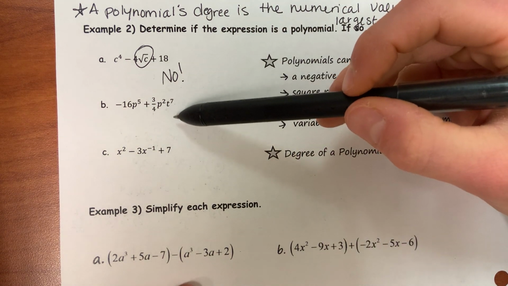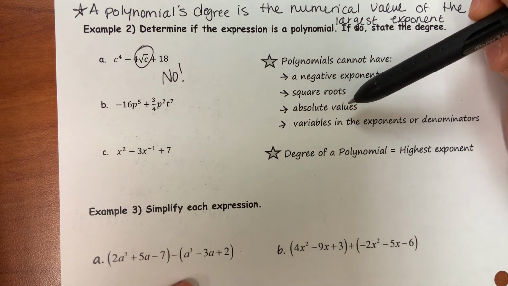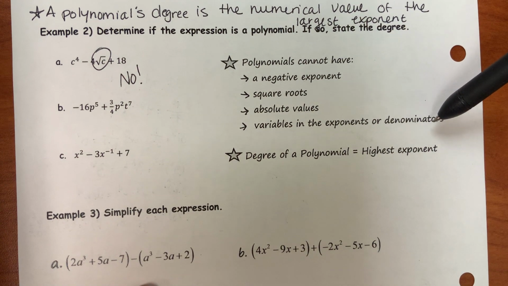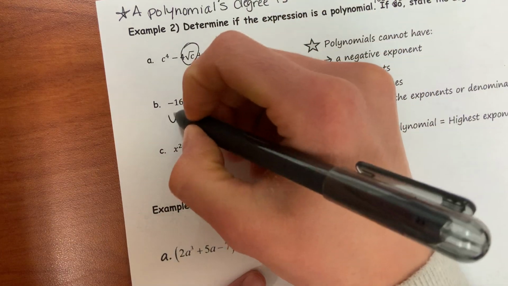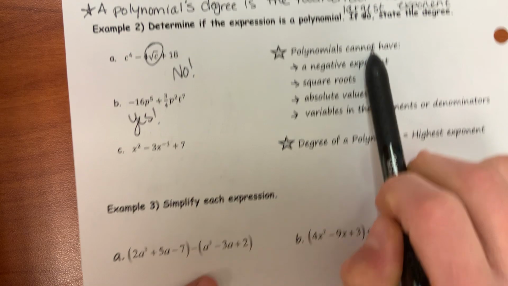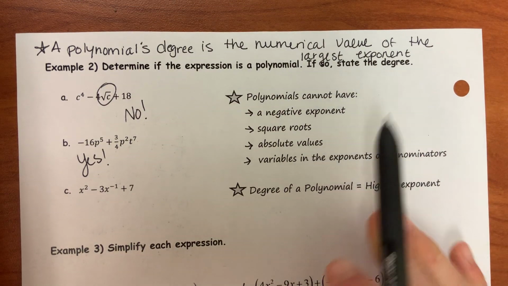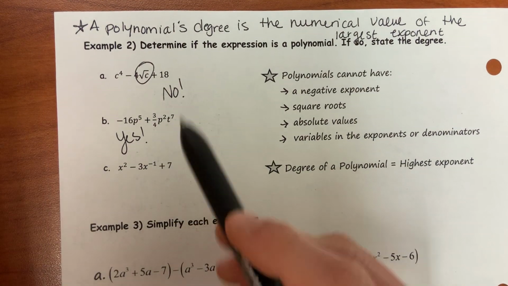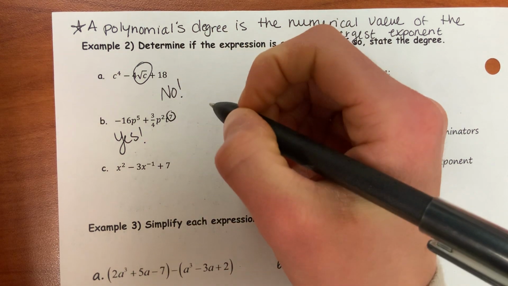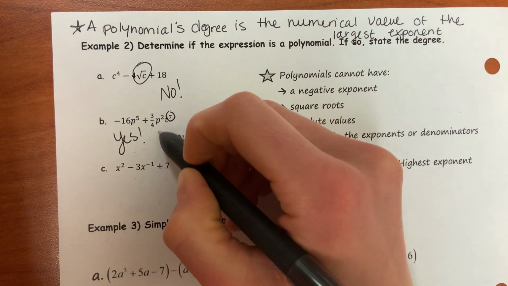When I look at B, it doesn't have any negative exponents, it doesn't have any square roots, doesn't have any absolute values, and there are no variables in the exponents or denominators. So, yes, this is a polynomial. And now I need to state the degree, which I said was the numerical value of the largest exponent. So let's find the largest exponent. I have a 5, a 2, and a 7. So 7 is my degree. We'll just write degree 7.